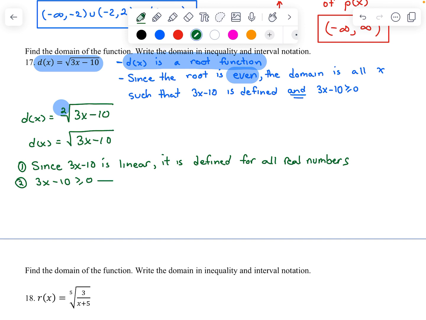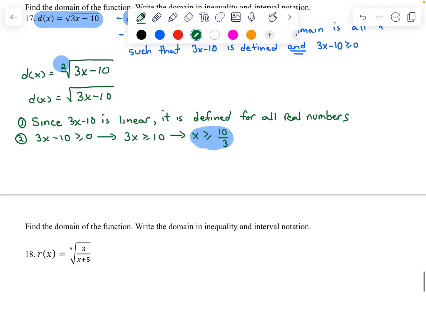Well, if I add 10 to both sides, that implies that 3x is greater than or equal to 10. And if I divide both sides by 3, that implies that x is greater than or equal to 10/3. So the domain of d of x are all real numbers greater than or equal to 10/3. And now I want to write that domain in interval notation.